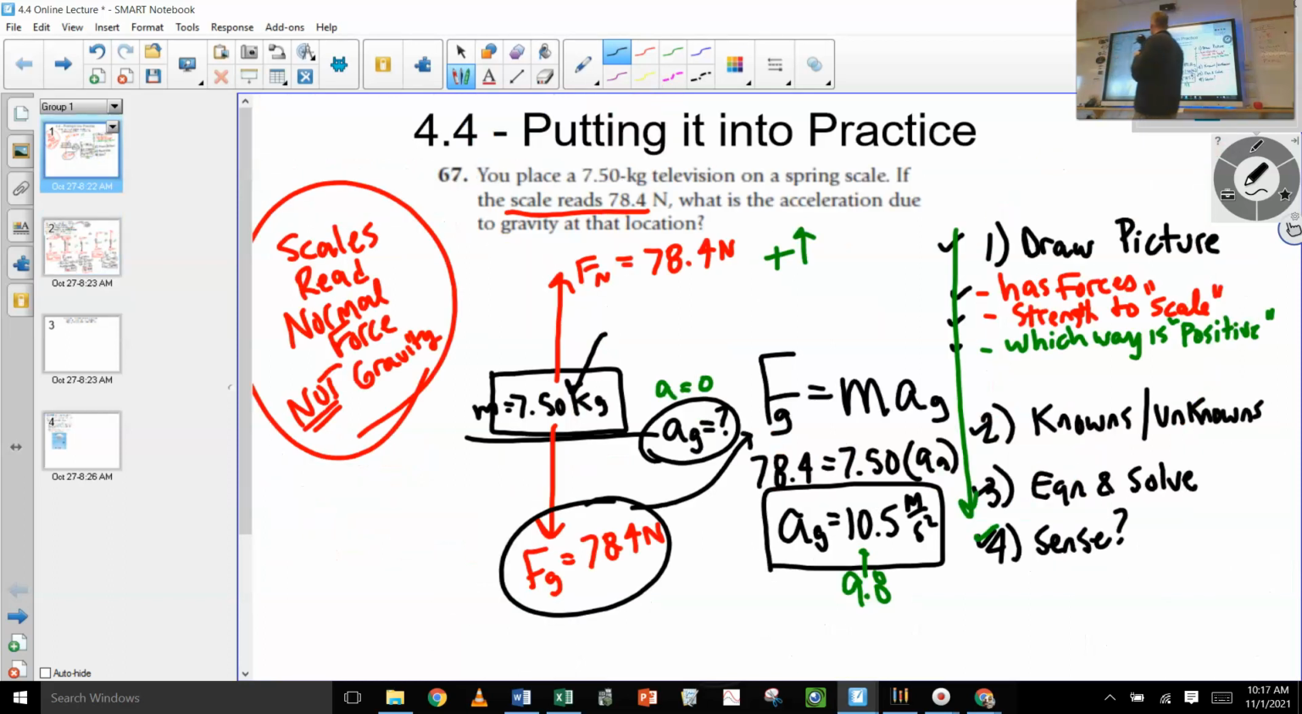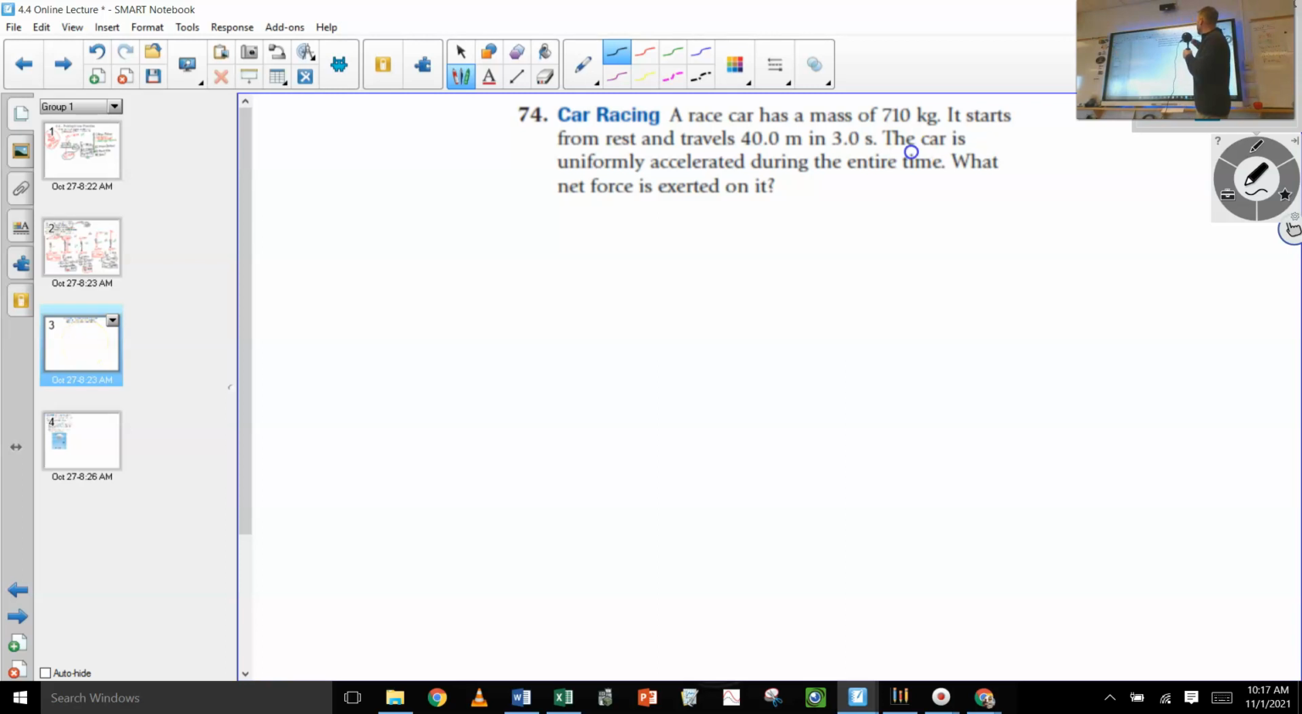That was kind of a long one because there were like 5 parts to it. But again, I went through the same ideas. Draw my picture, show my forces, which way is positive, muy importante. Equations make sense. So let's try it again with number 3, which I labeled as 74.